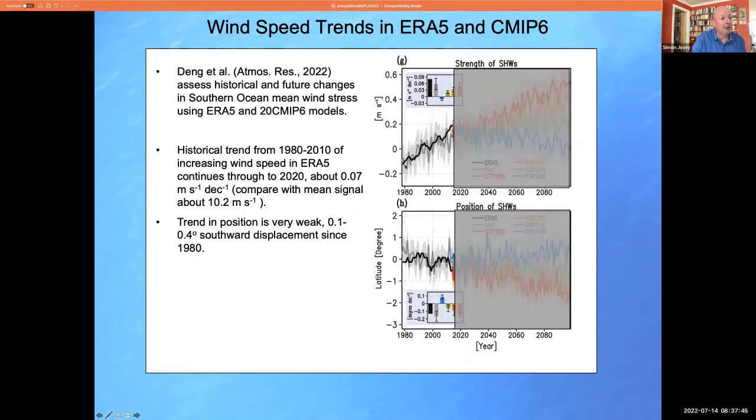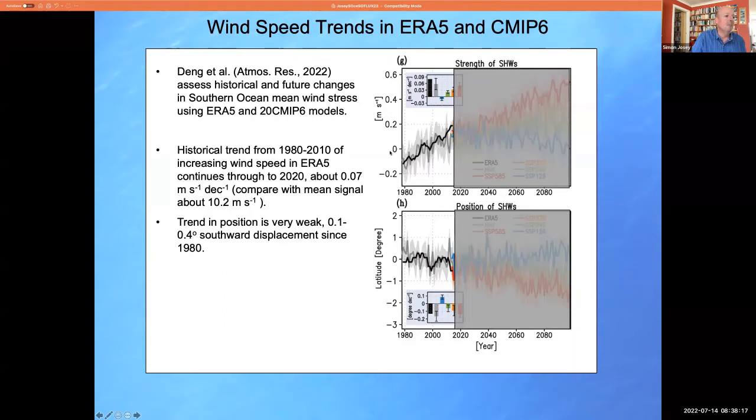This shows the black line is ERA5. So now we've got 1980 through to nearly 2020, and we can see the strength of the Southern Hemisphere... it says SHW, but it is Southern Ocean winds. I just noticed that. The strength of the Southern Ocean wind is increasing, the black line. The various historical runs of the models are also increasing, but it's a relatively small signal.